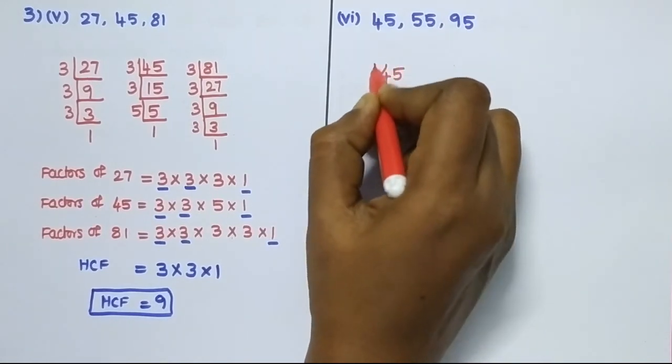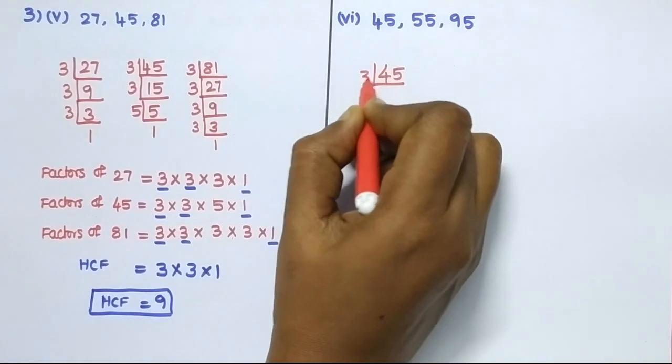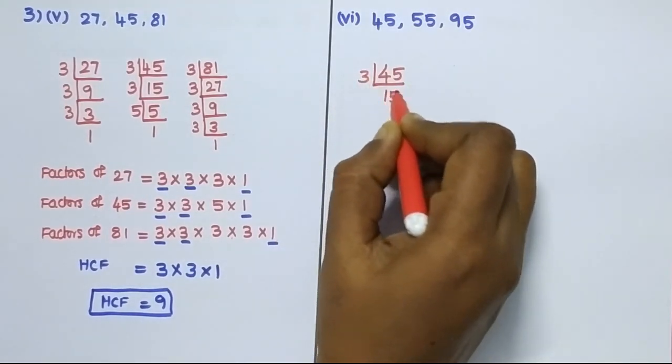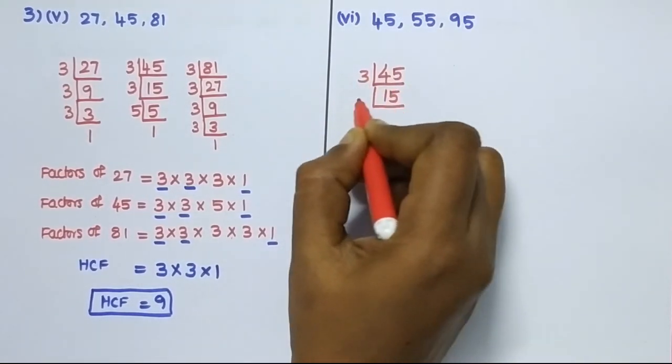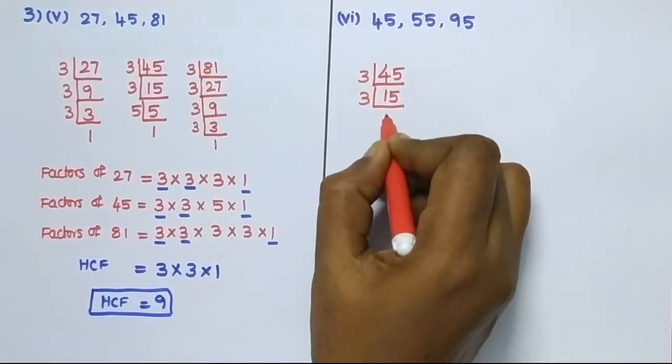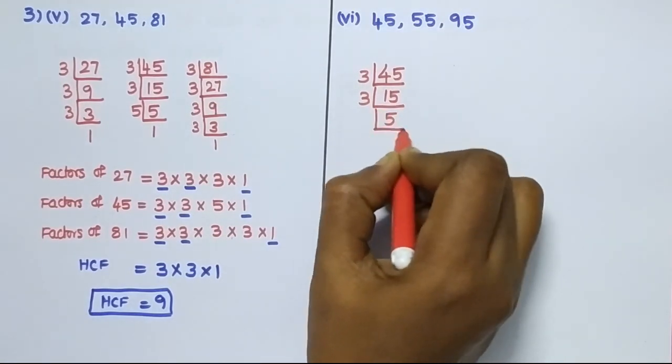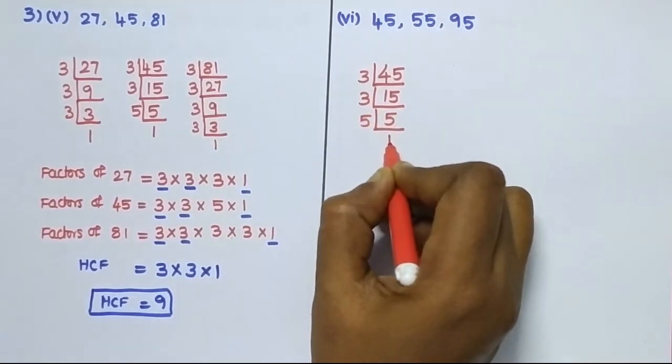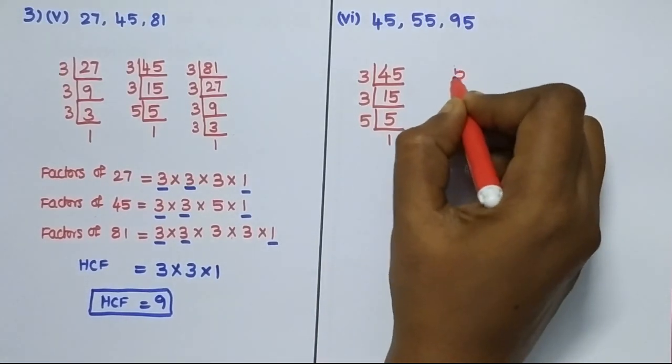First 45 divided by 3, 15 times. Again divided by 3, 5 times. Divided by 5 means we get 1. And then 55.